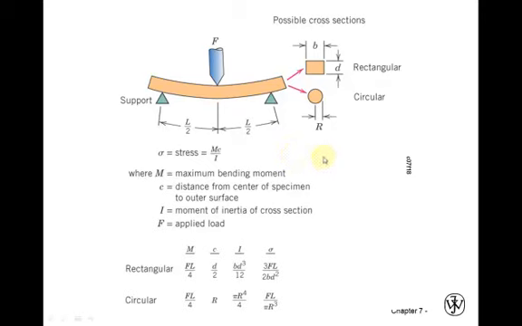Here's another diagram. This shows the stress can be calculated by Mc over I, where M is the maximum bending moment, which is half the force times half the length. C is the distance from the center of the specimen to the outermost fiber. In the rectangular case, it'll be half of d. In the circular case, it'll be the radius. I is the moment of inertia for the cross section, which is different between the rectangle and the circle, shown here. And F is the applied load.